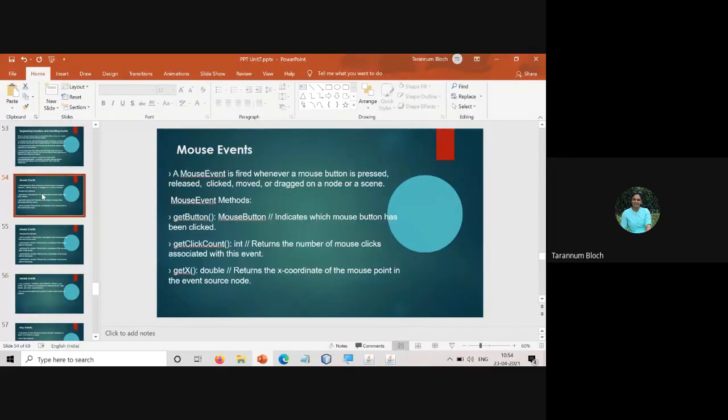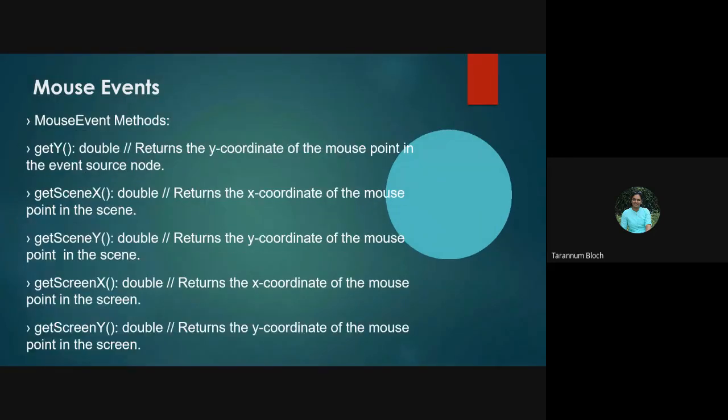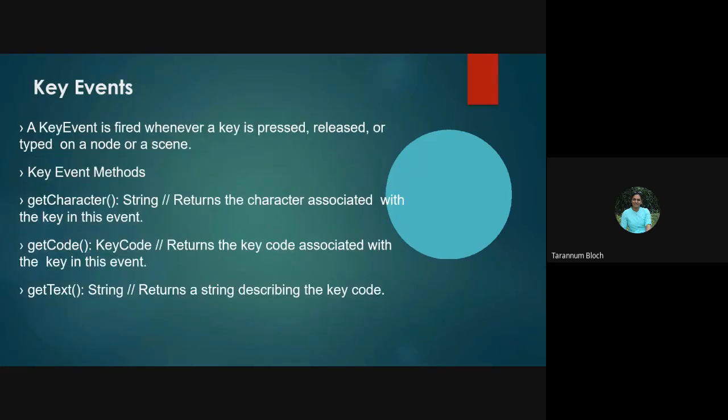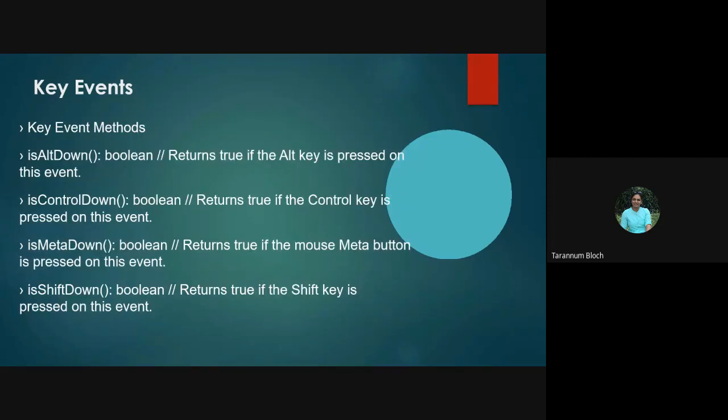Mouse related methods we have are getButton, getClickCount, getX, getY, getScene, getSceneX, and getSceneY. These are the mouse related ones. Okay, and getButton works with 4 constants. And when I say key, we have getCharacter, getCode, and getText, and isAltDown, isControlDown, isMetaDown, isShiftDown. These are the methods for keys.